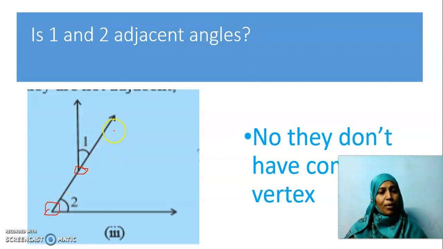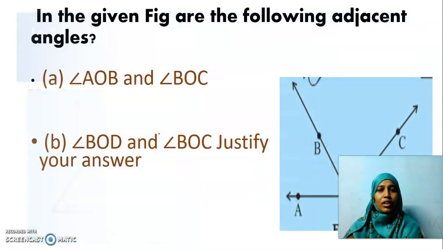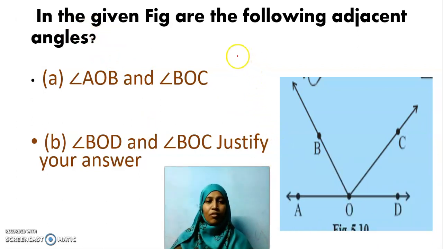Do they have the common arm? Yes, they have a common arm. Even if it does not satisfy one condition, they are not adjacent angles. Hope you understood. The next thing is in the given figure. Let me show this figure clearly. In this given figure, are the following angles adjacent angles? Angle AOB and angle BOC.